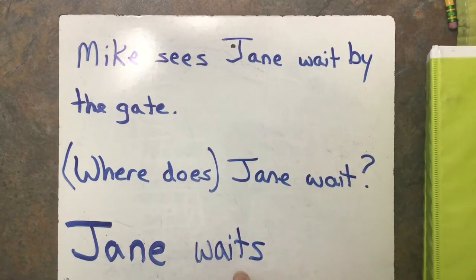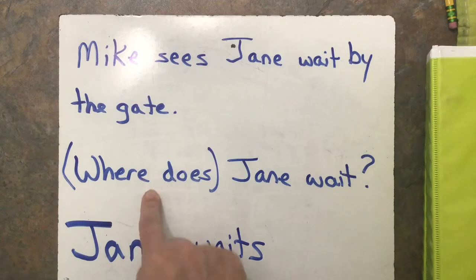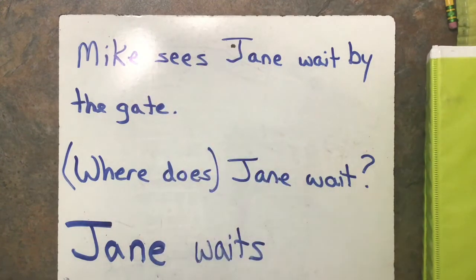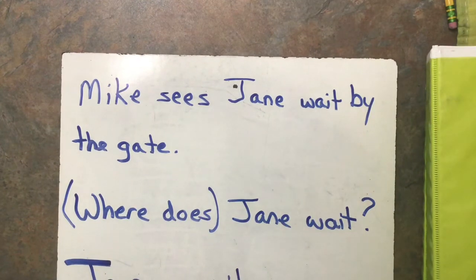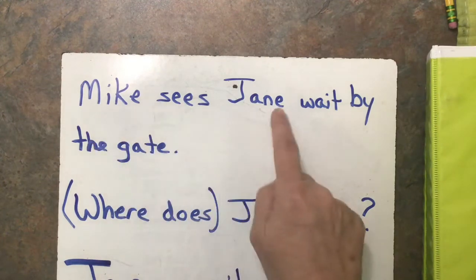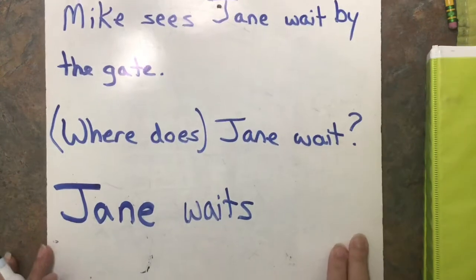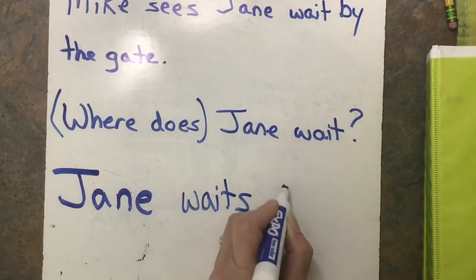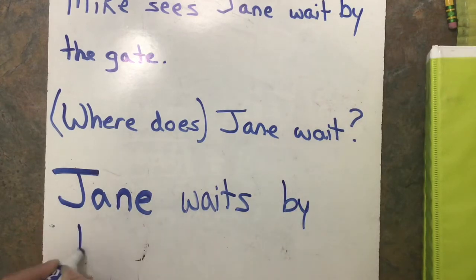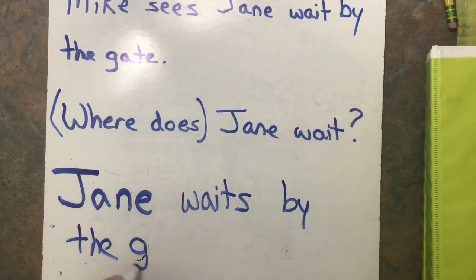And then we're going to go find where. We need to read the story again, go back into your story, which in this case is just a simple sentence, and figure out where does Jane wait. This says that Mike sees Jane wait by the gate. So we're going to answer Jane waits, and we finish it off, by the gate.